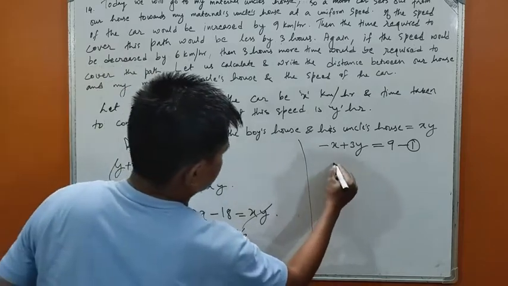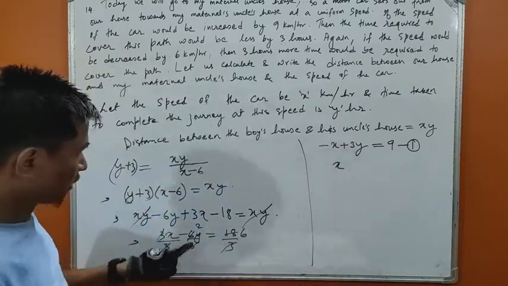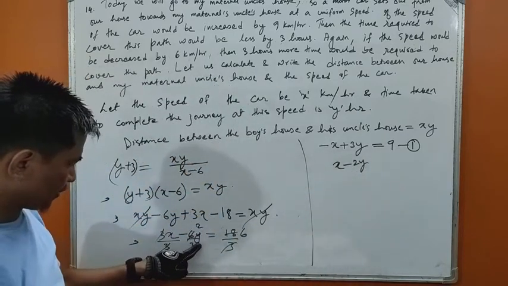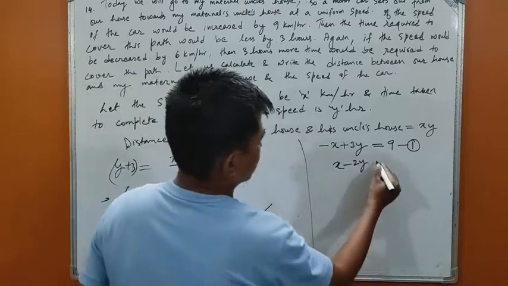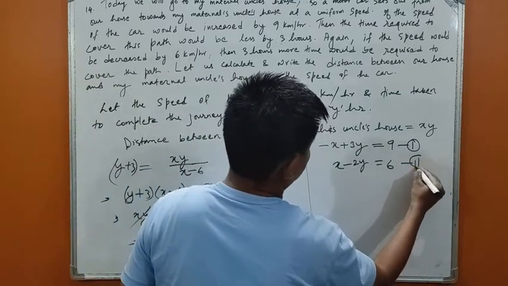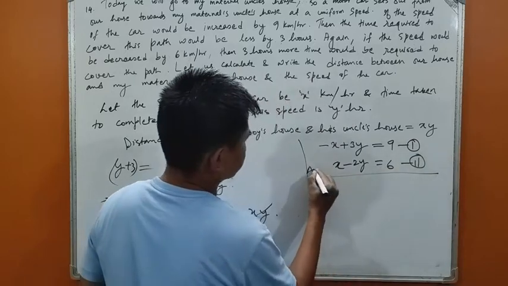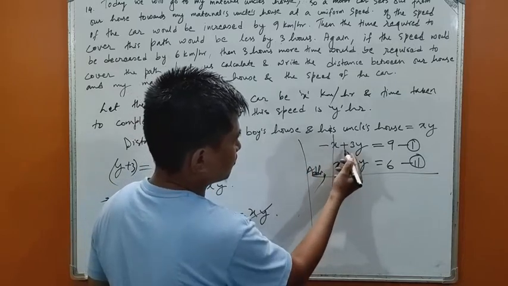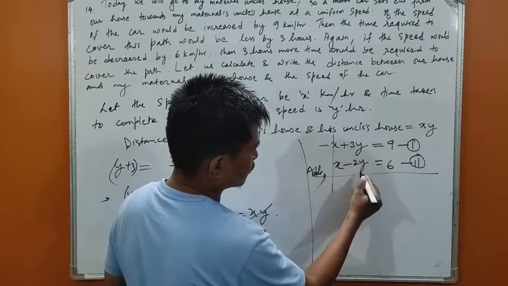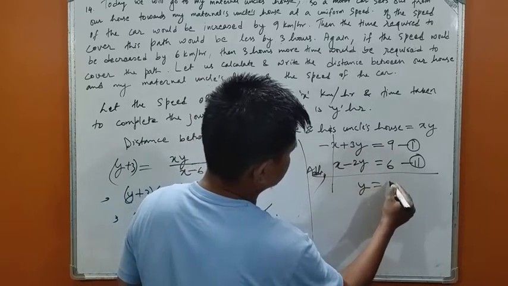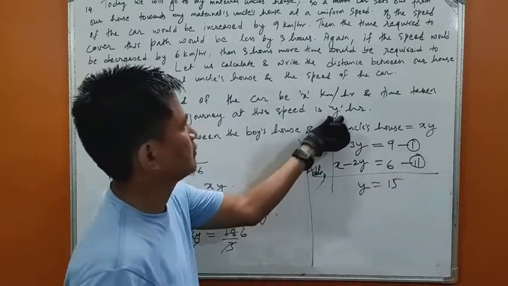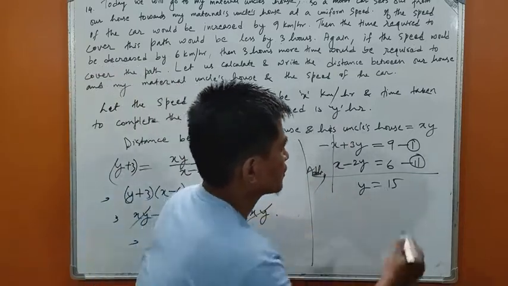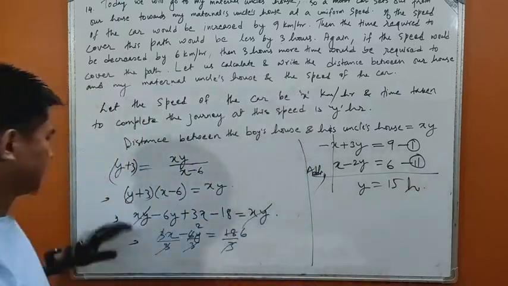Plus x minus 2y equals 6. This is equation 2. Simply adding equation 1 and 2, minus x and plus x cancel out, so plus 3y minus 2y is y, equals 9 plus 6, which is 15. y is the time taken, isn't it? y is the time taken by the car, so 15 hours is the time taken by the car. Okay, please take the screenshot.